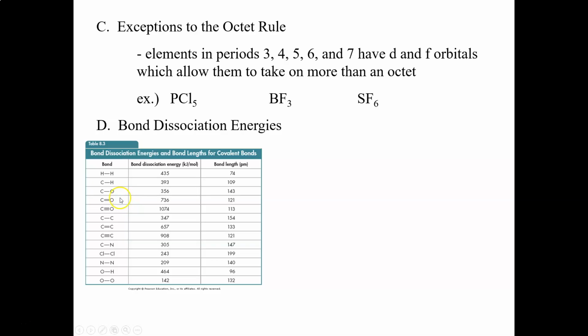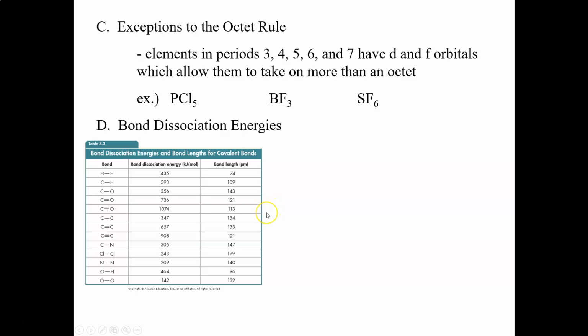Right. So again, let's take the single bond, the double bond, the triple bond one. So the single bond one was 356 kilojoules per mole, and it was 143 picometers in bond length. And then the double bond was 736 and 121. And then the triple bond was over 1,000 kilojoules, but the length was only 113.